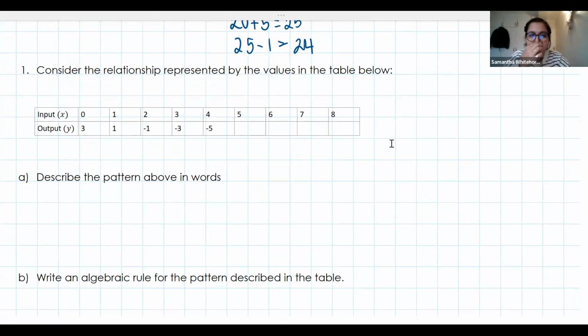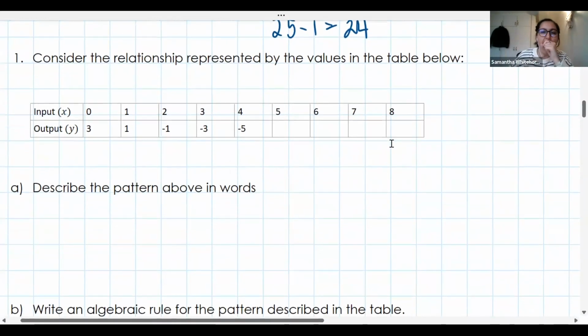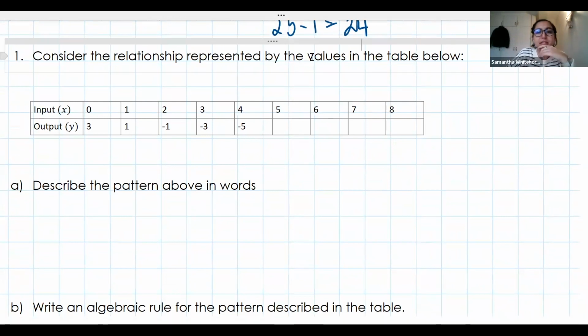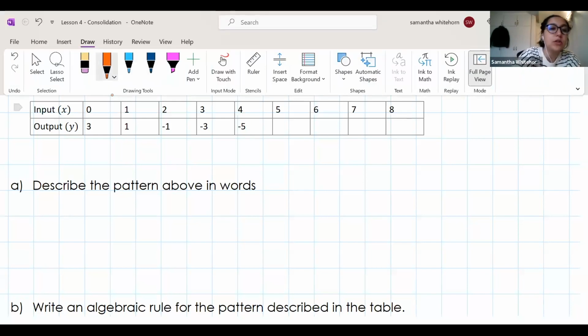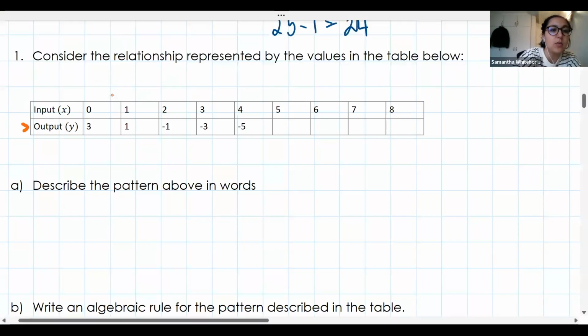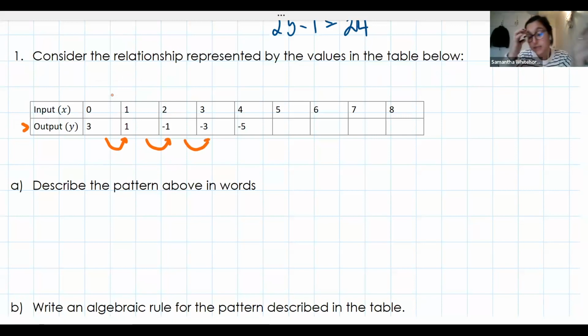So if we have a look at this table that I've given you, we want to essentially find the pattern to our output values, and we want to continue this pattern to get the rest of our inputs. Remember I've spoken about the fact that if we haven't been given a rule, we want to look at our outputs and try to figure out how I am getting from one output to the next. What is the pattern? Am I adding something each time? Am I subtracting? Am I multiplying?